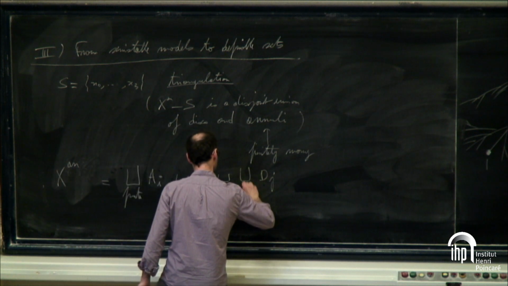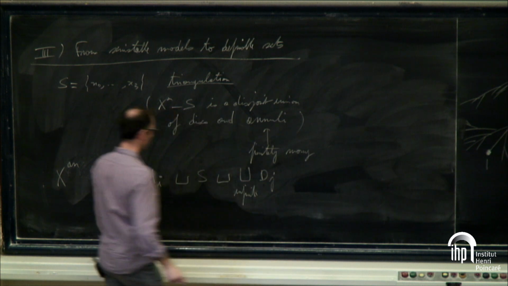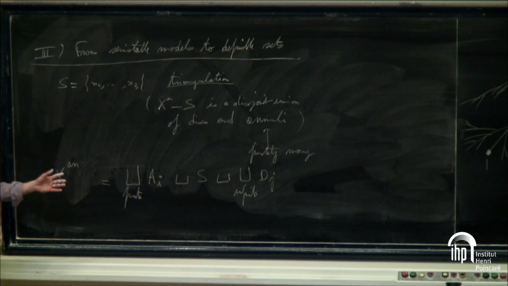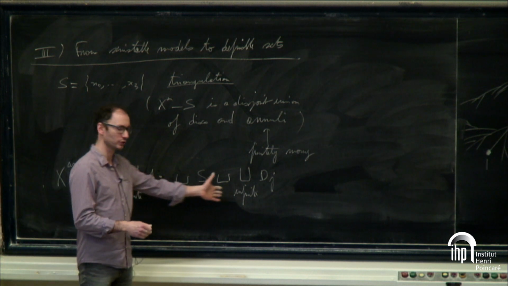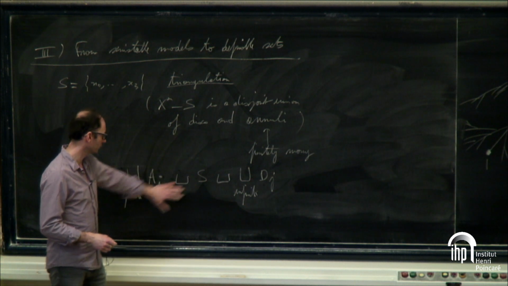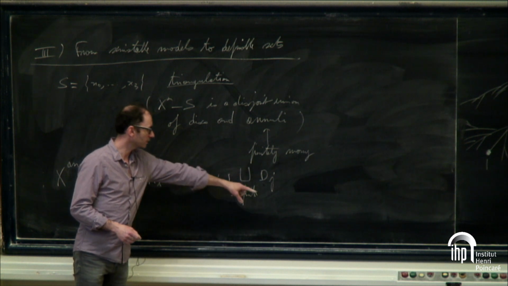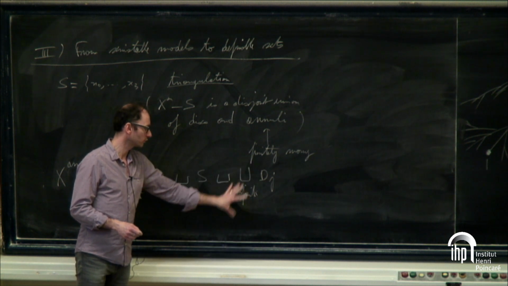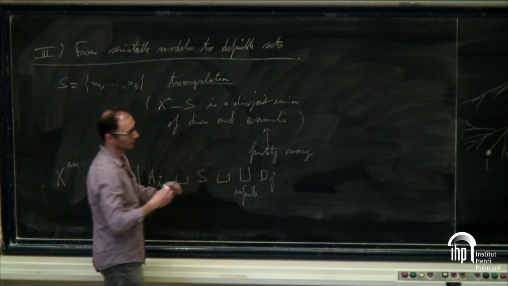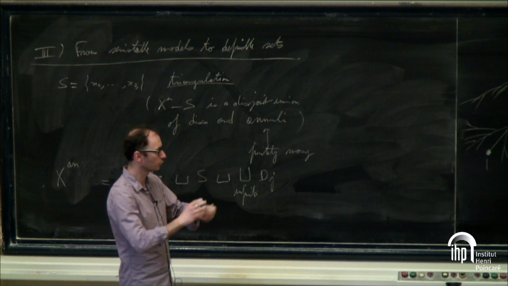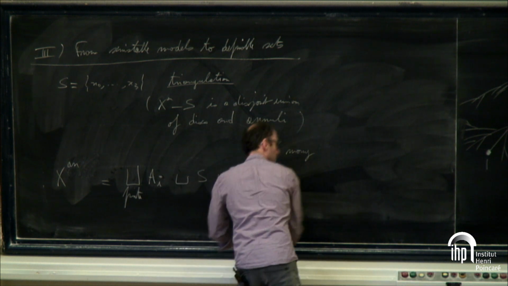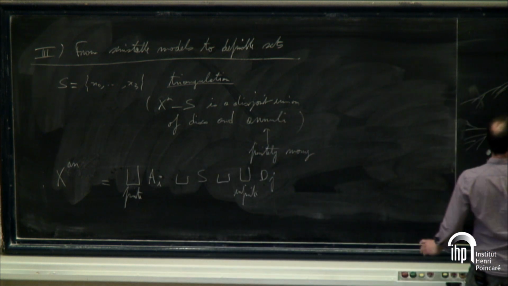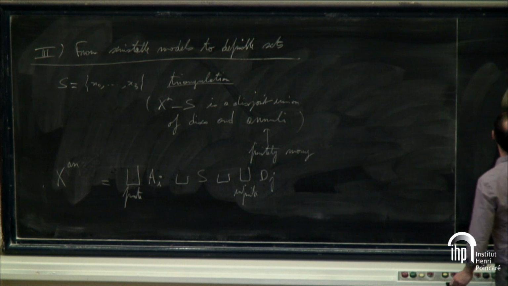This one is infinite. Okay, so it's not so good, of course, because you don't want an infinite disjoint union to have something definable. So this is fine, this is fine, this is not. Which means that you should find a way to group all these disks in finitely many groups to end up with something definable.